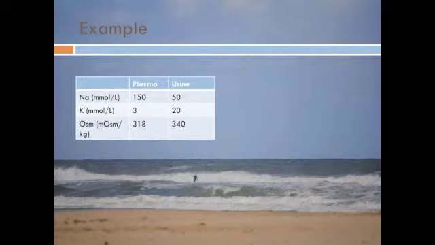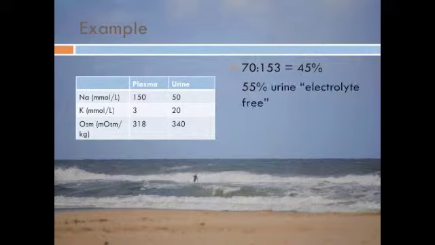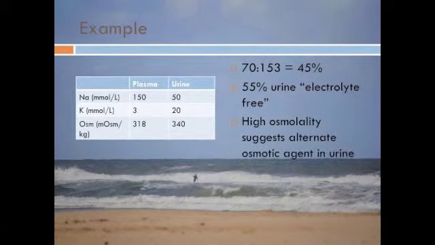Consider this example. In this patient, the urine plasma electrolyte ratio is 70 to 153, or 45%. This means that 55% of the urine is electrolyte free, an example of free water loss. This water loss is inappropriate for the degree of hypernatraemia, suggesting an error with concentrating ability. Using the urine to plasma osmolality ratio alone would miss this important cause.